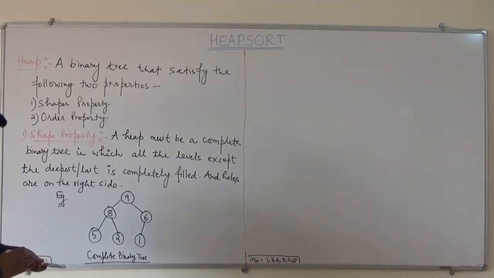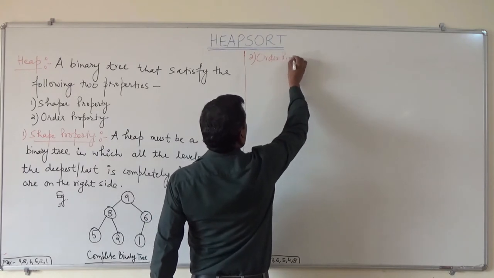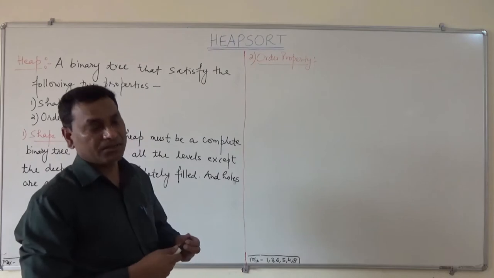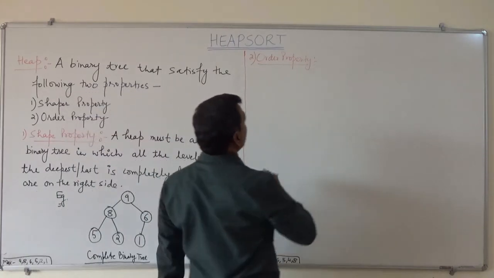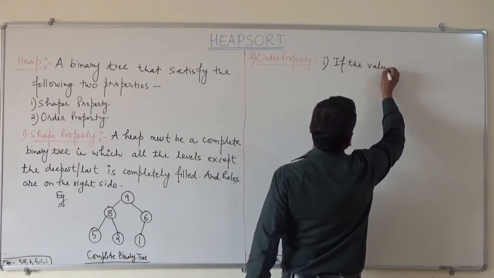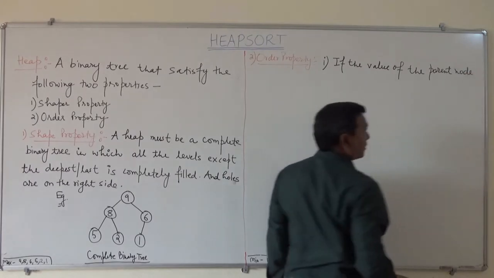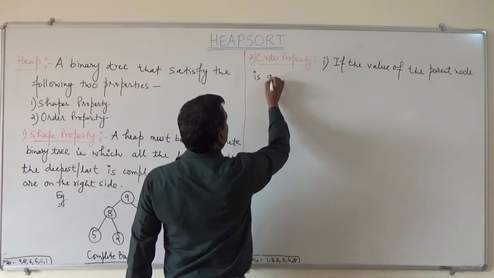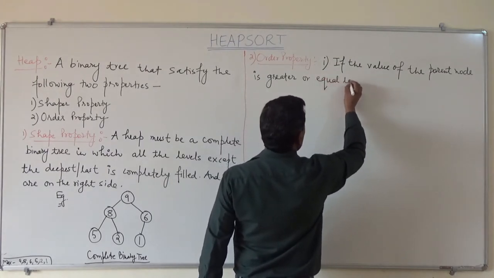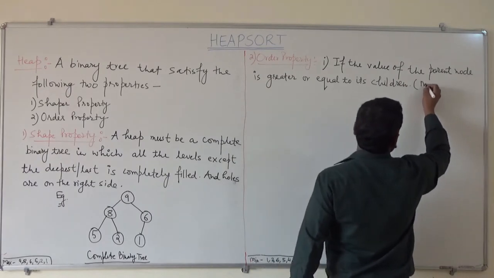Now we will see what is the order property. The second property is order property. This order property deals with two things: first is max heap and second is min heap. So the first one is, if the value of the parent node is greater than or equal to its children, this is the Max heap property.